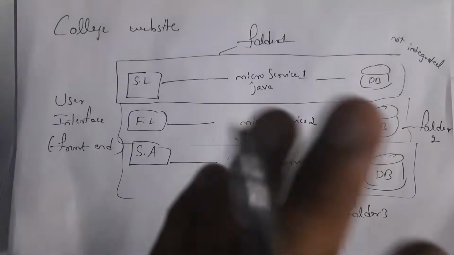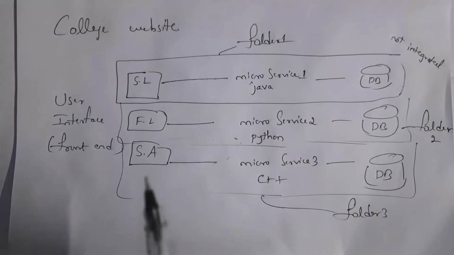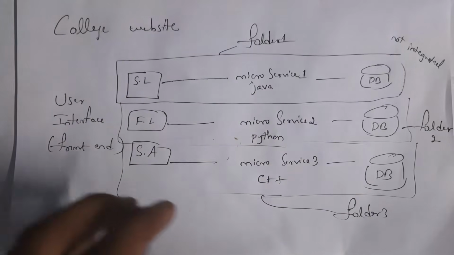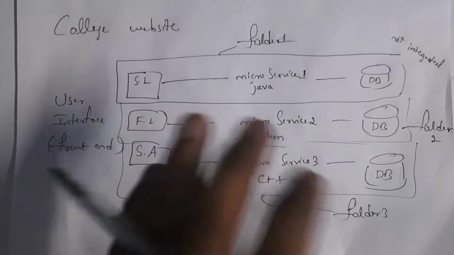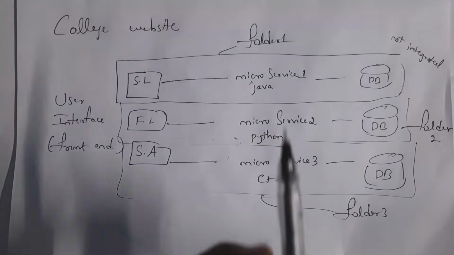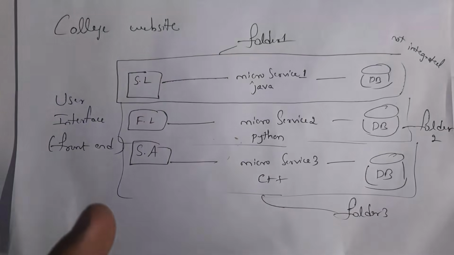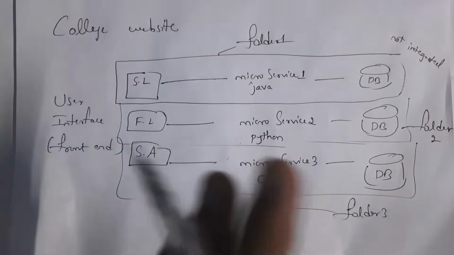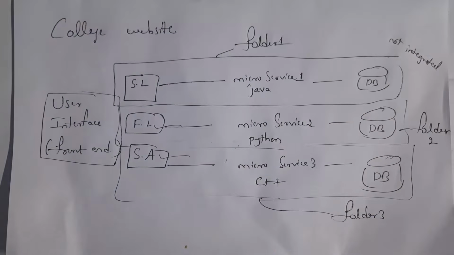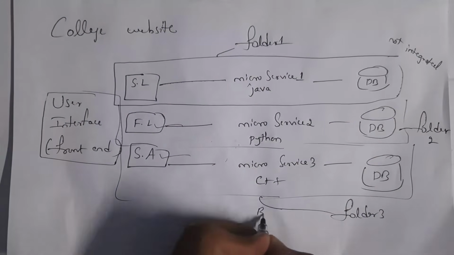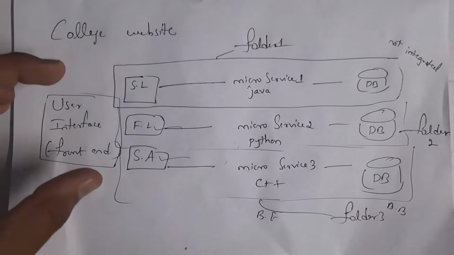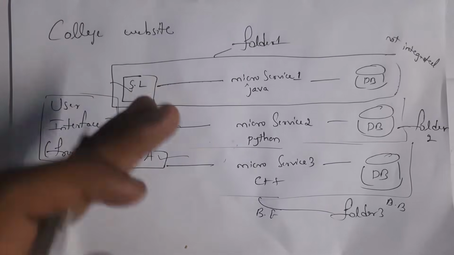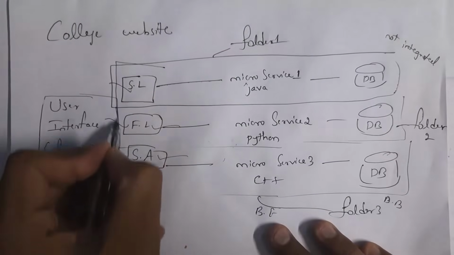If you consider monolithic architecture, front end, back end and as well as database, all these components are stored in one single folder and they are integrated to each other. But whereas if you consider microservice architecture, each service is placed in one folder and they are not integrated to each other. As you know, there will be three components: front end, back end and as well as database. In front end, I created student login form, faculty login form and as well as student attendance. So this application contains a total of 3 pages.